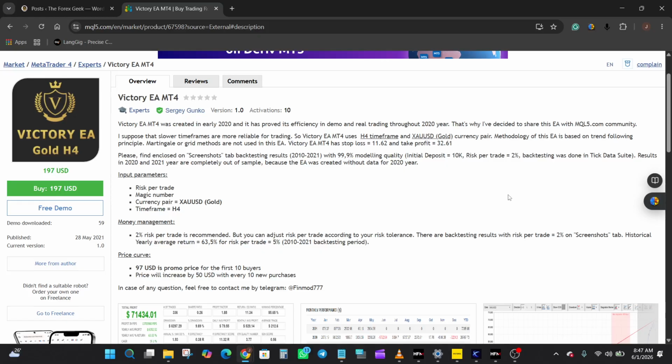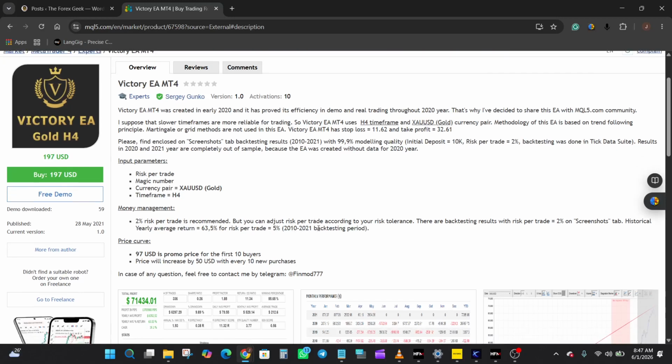One thing I like to see when reviewing backtests is transparency regarding the testing methodology. And in this case, the developer provides quite a bit of detail. The historical testing period covers 2010 through 2021 with a stated modeling quality of 99.9%. The testing was performed using Tick Data Suite with an initial deposit of $10,000 and a risk setting of 2% per trade.